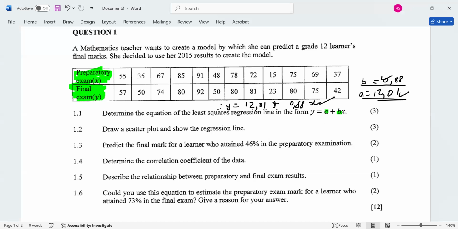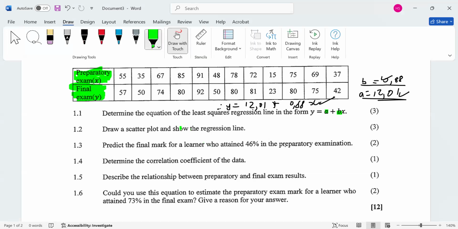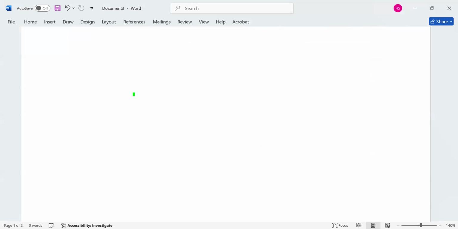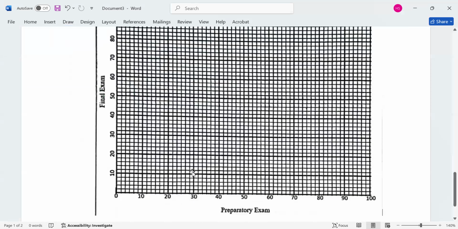Okay, draw a scatter plot and show the regression line. This one is killing us, we had a problem here: how to draw the scatter plot and show the regression line. So we're supposed to say we have 50 and 57, or we have 55, so x is 55.